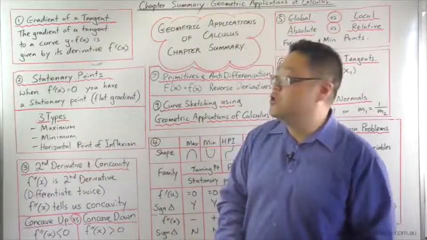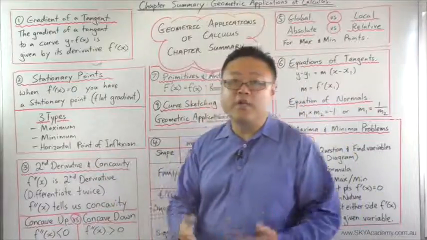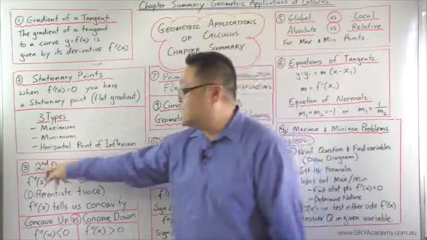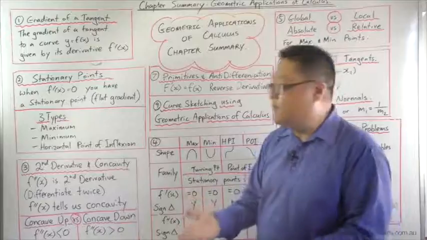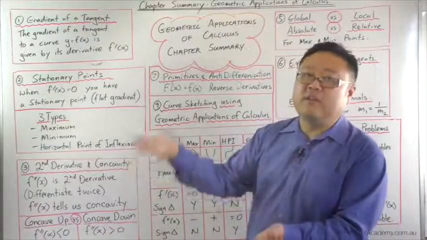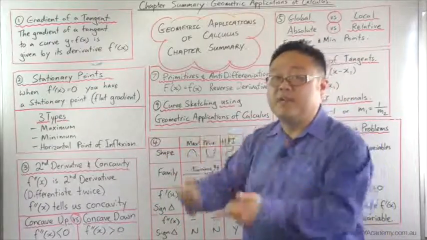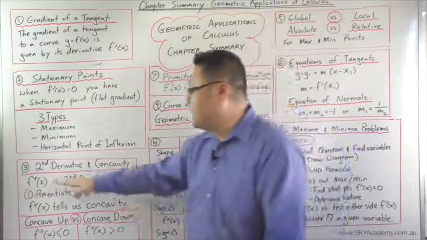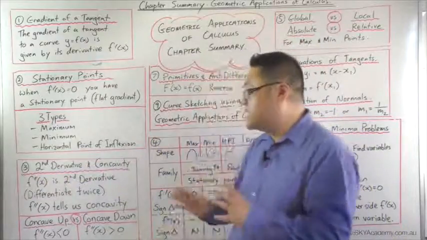And what helps us to do that is the next concept that we looked at, which was the second derivative. Now, the second derivative is basically just the derivative of the derivative. So you're differentiating twice, right? So you've got f double dash of x, which is your second derivative.